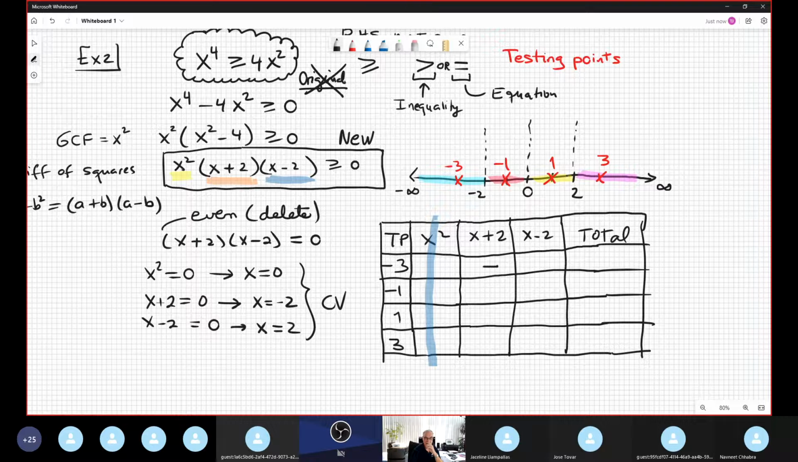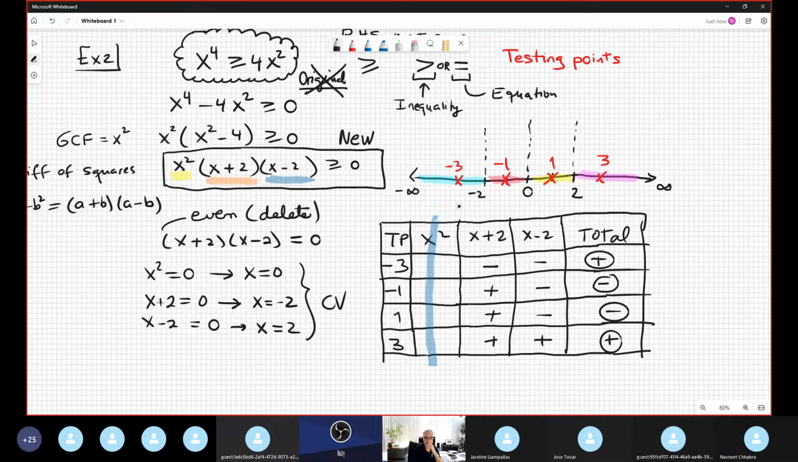This is negative, because negative 3 and positive 2 give negative, and negative 3 and negative 5, double negative, is positive. Negative 1 gives positive. Positive 1 is negative again. And 3 is positive, because 3 minus 2 is 1, positive.